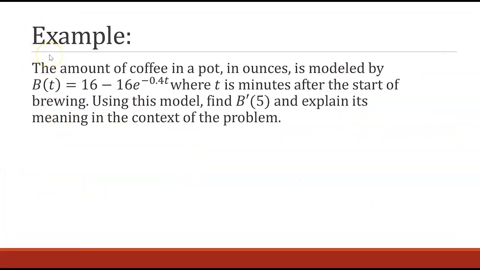Let's look at a different type of rate of change example. The amount of coffee in a pot in ounces is modeled by b of t is equal to 16 minus 16 e to the negative 0.4 t, where t is in minutes after the start of brewing. Using this model, find b prime of 5 and explain its meaning in the context of the problem.